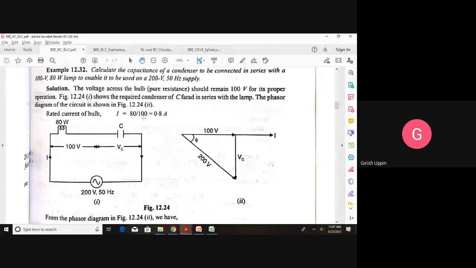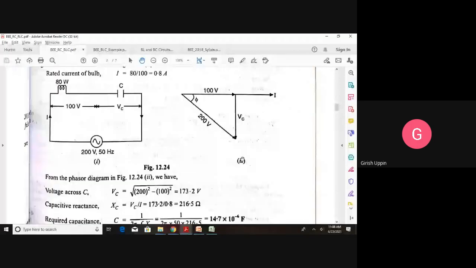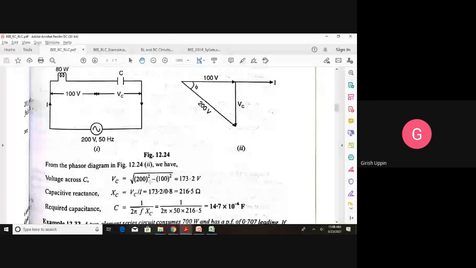This is the phasor diagram. This is 100 volt. This is the current. How much is the current? 0.8 amperes. And this is the VC, not yet known. This is the applied voltage, 200 volt. Now we know V and we know VR, so we can calculate VC. VC is equal to square root of V square minus VR square, that is 200 square minus 100 square. We get it as 173.2 volts.